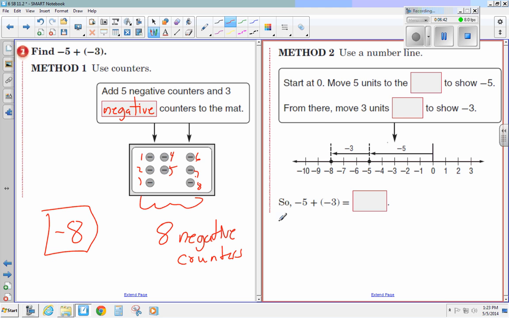Now, using the number line, start at 0. Always start at 0. Move 5 units to the left to show -5. From there, move 3 more units left to show -3. So we started at 0, 1, 2, 3, 4, 5. 3 more, 1, 2, 3. My answer is -8.